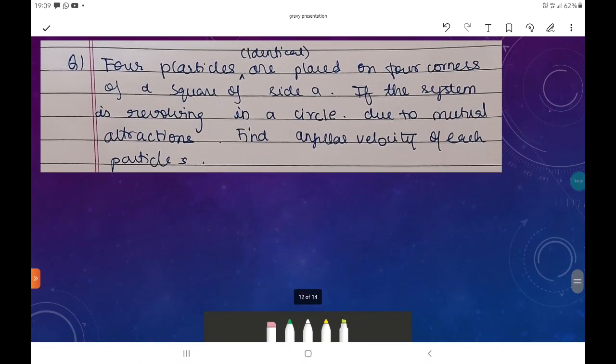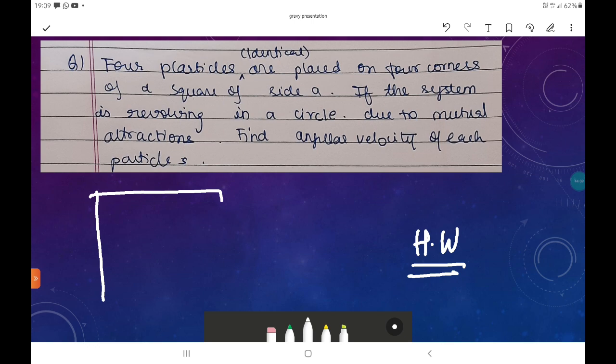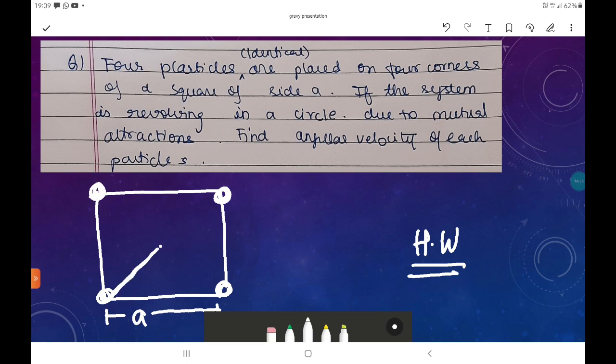Now, I give you this question as homework. This is nothing but the principle of superposition only. You need to consider a square of side a, and all four masses are placed at the corners, equal masses. I will give you everything. You just need to solve. So this whole distance I am giving you as, how much? Root 2 a. Diagonal of a square is root 2 a. Okay, this whole is root 2 a.